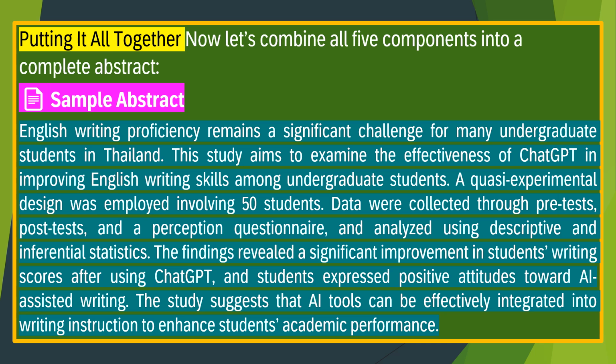A quasi-experimental design was employed involving 50 students. Data were collected through pre-tests, post-tests, and a perception questionnaire, and analyzed using descriptive and inferential statistics. The findings revealed a significant improvement in students' writing scores after using ChatGPT, and students expressed positive attitudes toward AI-assisted writing. The study suggests that AI tools can be effectively integrated into writing instruction to enhance students' academic performance.